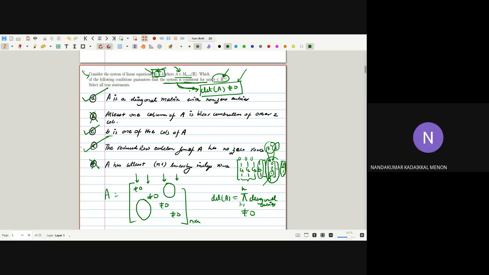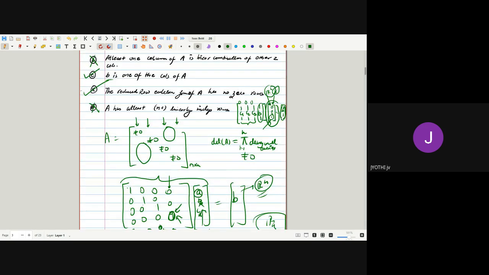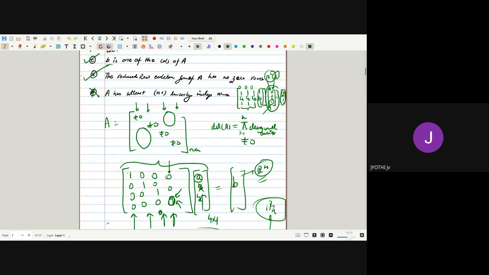I couldn't understand the third option. B is one of the columns. So, okay. Okay, fine.